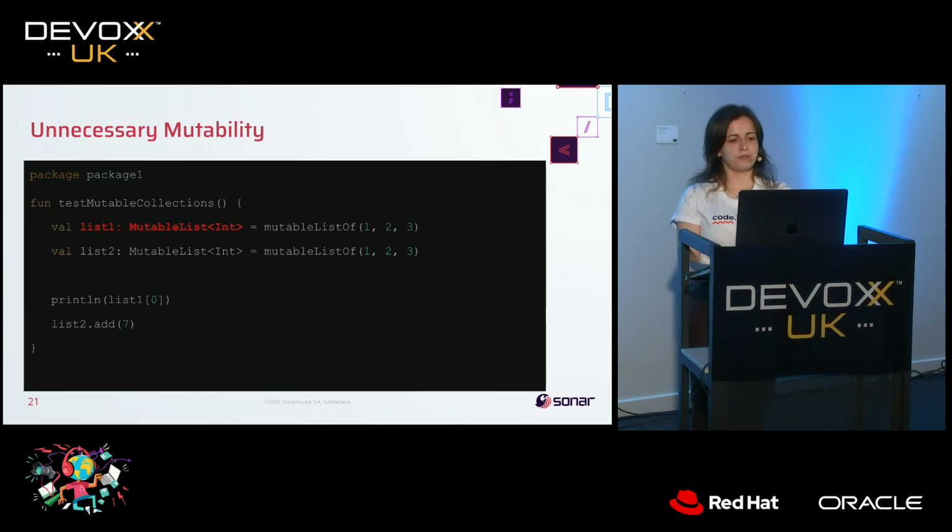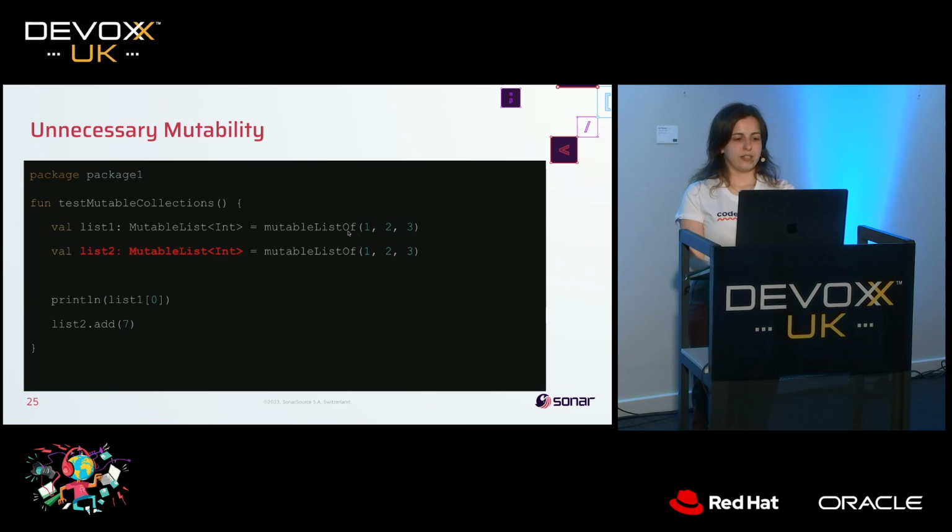We create the list of a mutable type. We see the first usage, and this is the only usage. This usage is a read, so it does not mutate the state. It means that list 1 can be immutable in this context. So we can report an issue here that you can replace this immutable list of with just list of.